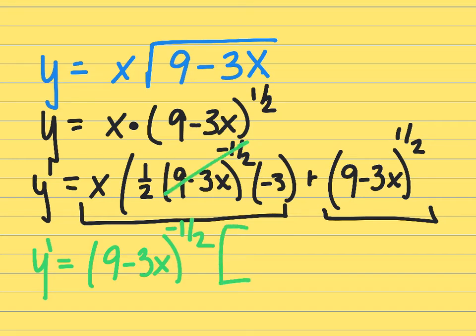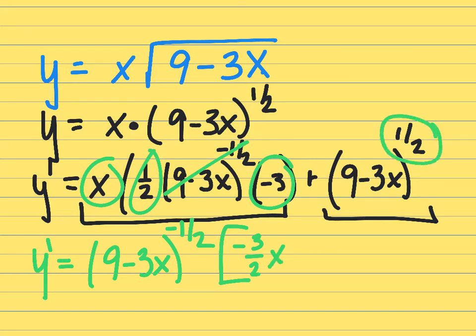So if I've pulled out the 9 minus 3x to the negative 1/2, I am then left with 1/2, negative 3, and x. Those are being multiplied, so that's negative 3/2 x. If I had a half of these and took out a negative 1/2, I'm always going to have one of them left. Make sure you carry that plus sign down, so I'll have 9 minus 3x. So now my goal is just to clean this up.